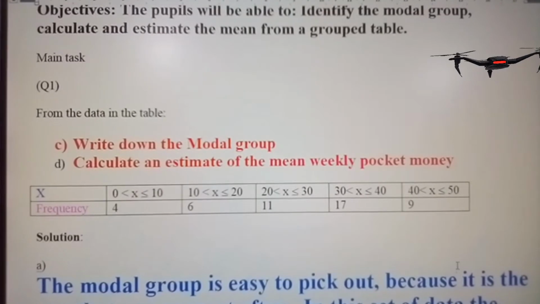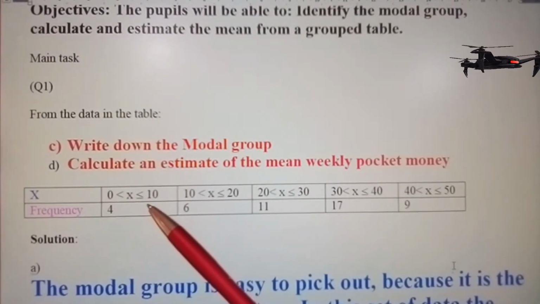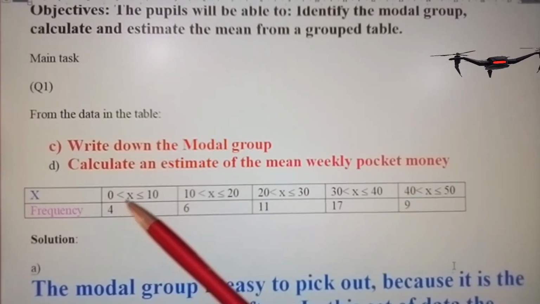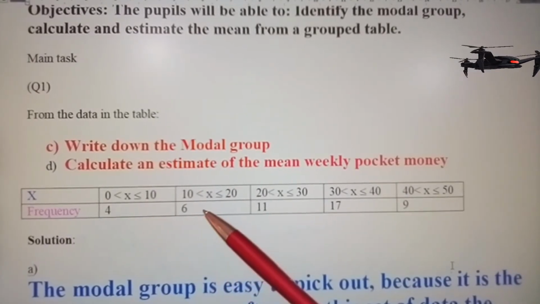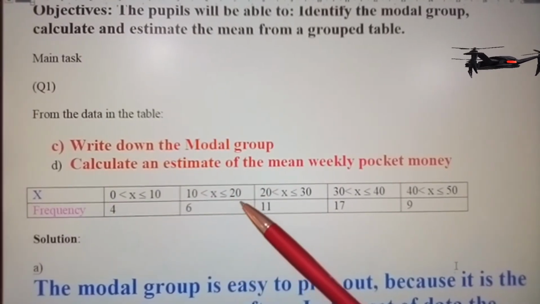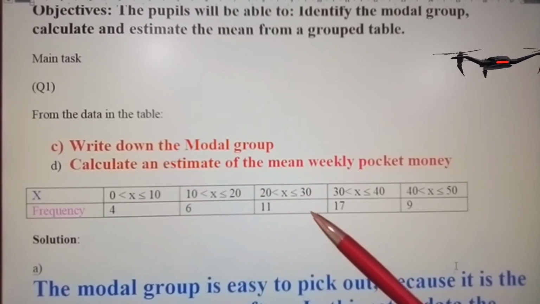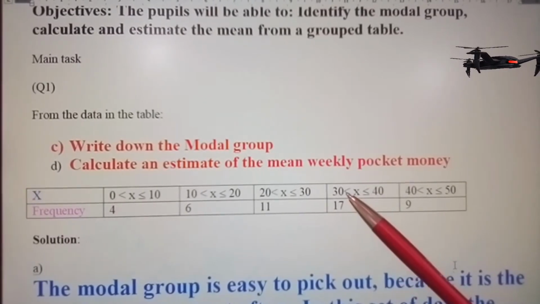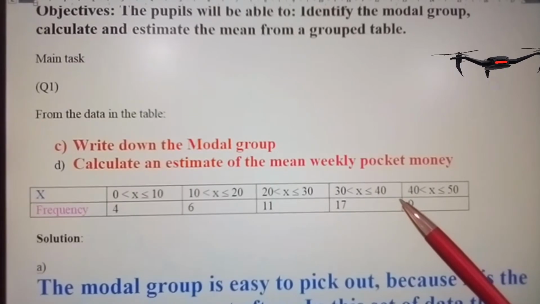Now I've given you some data here, so X represents the 0 to 10. So we've got 4 people getting 0 to 10 pounds per week, so they might get 7, 6, whatever. We've got 6 people getting 10 to 20 pounds per week. We have 11 people getting 20 to 30 pounds per week. We also have 17 people getting 30 to 40 pounds per week. These people are earning more money than I earn in a week.